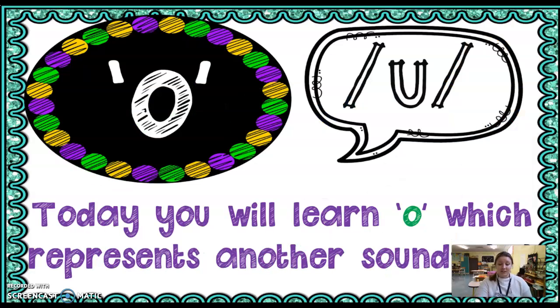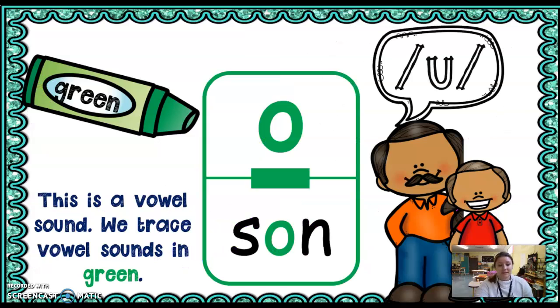Today, you're going to learn about how the spelling O can also make the sound uh. You might be thinking, what? How does the letter O say uh? But let's look at some examples. On our sound card, notice our sound card is green. Remember, sound cards are green when they represent vowel sounds. Green means go, and vowel sounds let air out of your mouth.